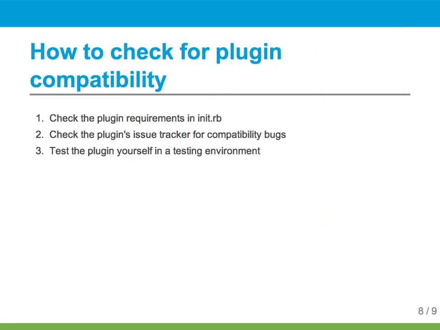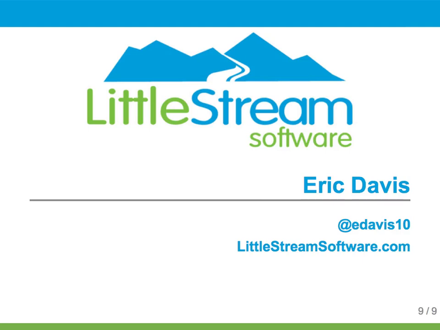So to review, the three steps to checking if a plugin is compatible are to check the plugin requirements in the init file, check the plugin's issue tracker, and to test the plugin itself. I hope this helps you find out if a plugin is compatible with your specific Redmine or Chili Project version.